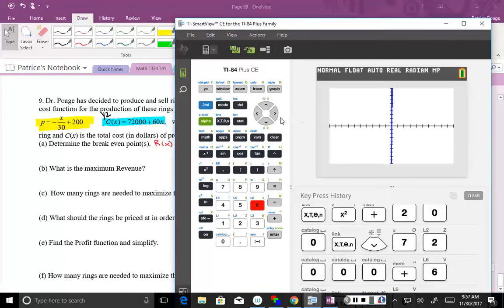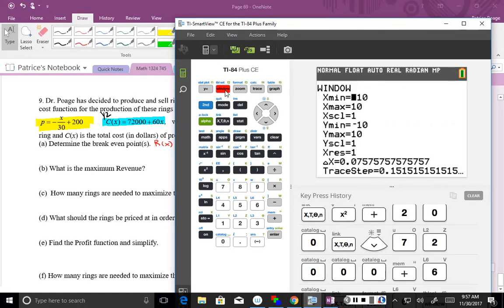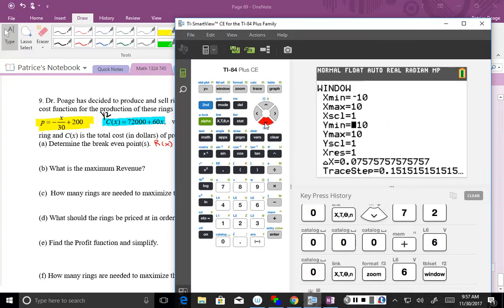The x-min and y-min do not change. It's the x-max and y-max that are going to change. So I'm going to go to my window. I'm going to go down to my y-max. I'm going to look at these highlighted equations over here. My y-intercept was 200, and this y-intercept was 72,000. I'm going to take the larger one and multiply it by 5.